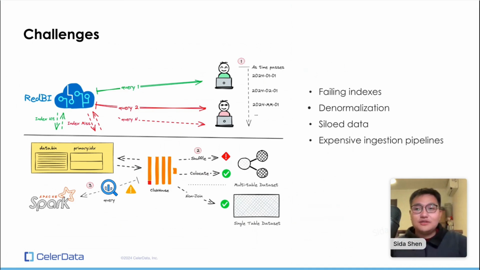First is failing indexes. Because of ClickHouse performance, they had to build indexes to get the performance they need. But indexes sometimes expire, and when they expire, the performance just plummets. So failing indexes cause a lot of performance fluctuation. And also, like we talked about before, ClickHouse does not really do joins at their scale.